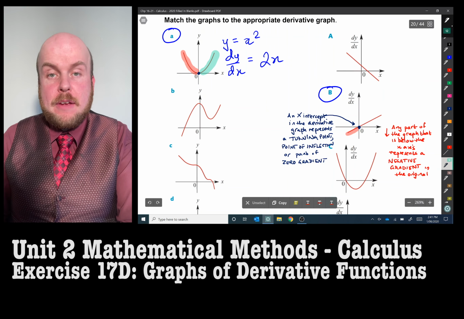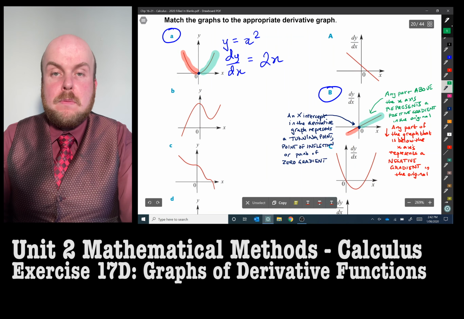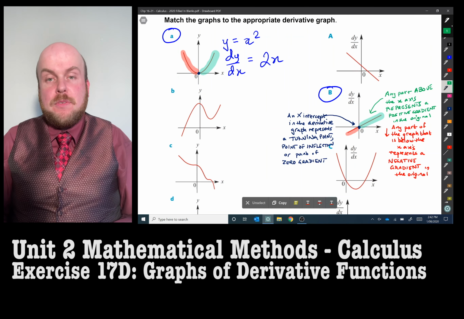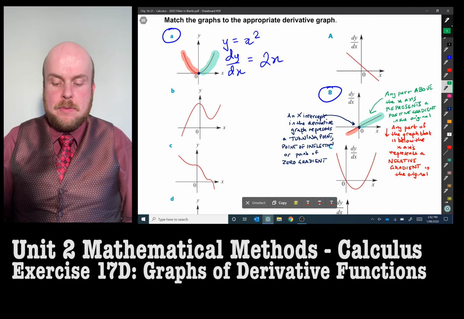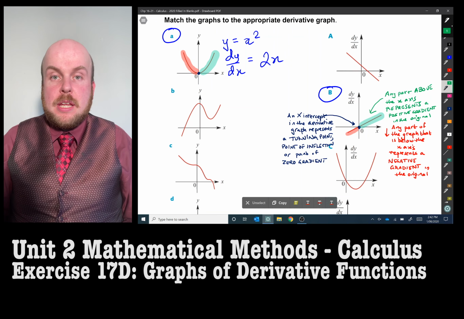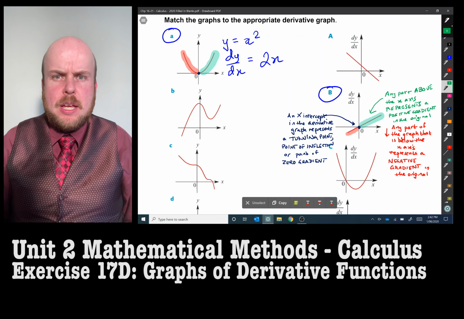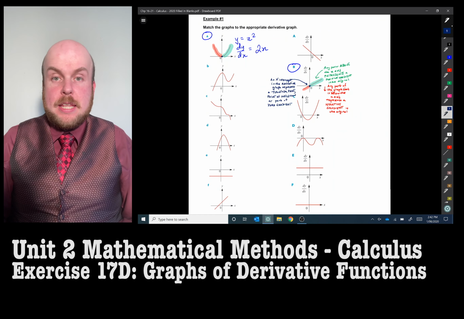When the derivative graph is above the x-axis, it represents a positive gradient in the original graph. And we can see there on our two that we've matched. This understanding of this knowledge can help us when we have no idea what the equation of the original really is. So let's look at the other graphs.